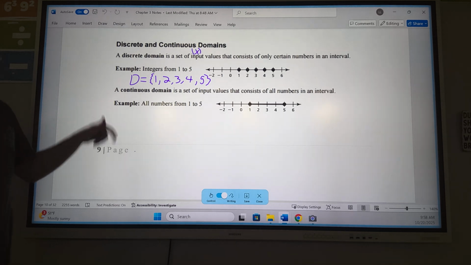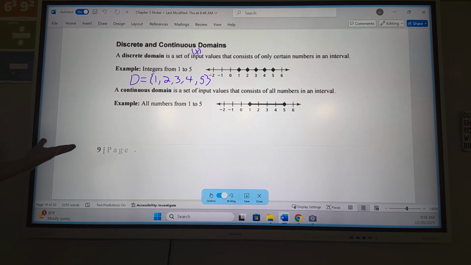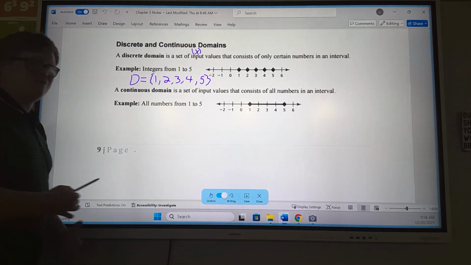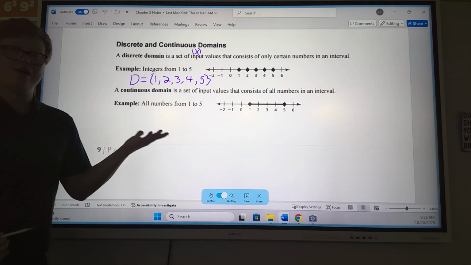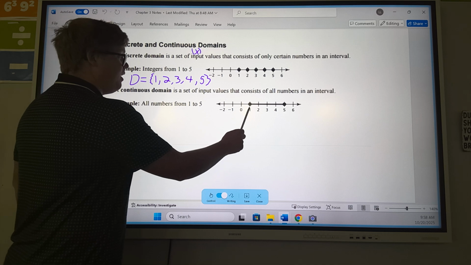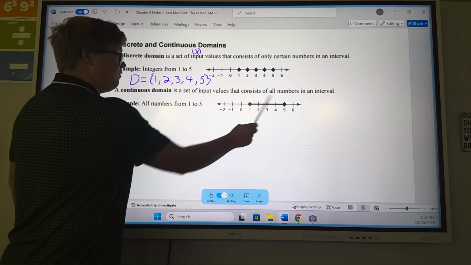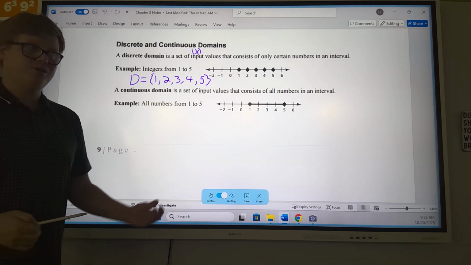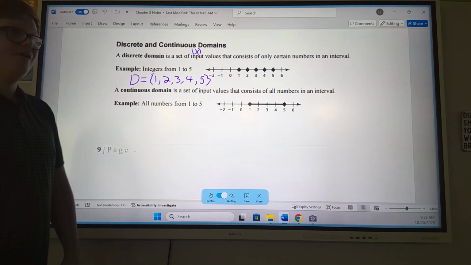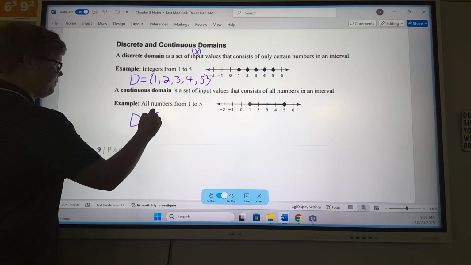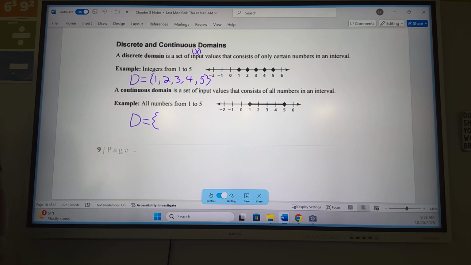However, a continuous domain is a set of input values that consists of all numbers in an interval. That means from 1 to 5. And we've been representing this the entire last chapter when we were talking about compound inequalities. Here, we are representing anything in between and including 1 through 5. So in this situation, it'd be like 0.1, 0.2, all the way to 5. So we can represent our domain as a compound inequality, which we have done before.